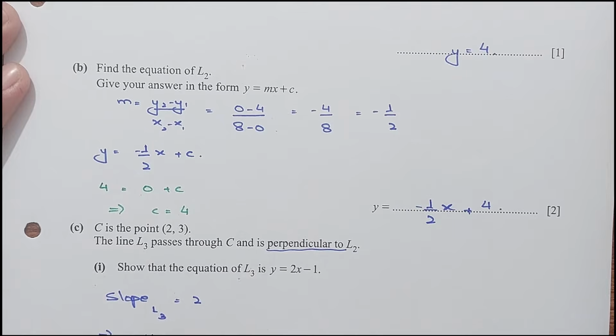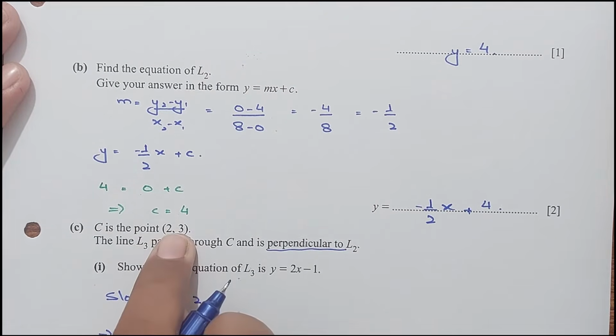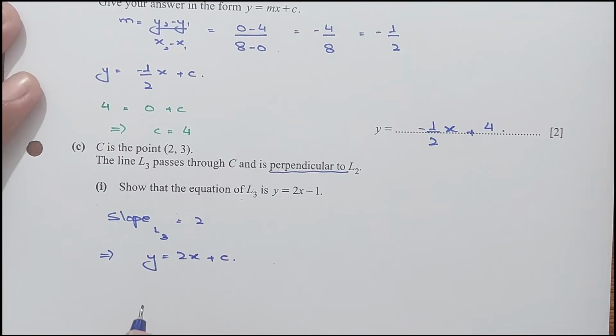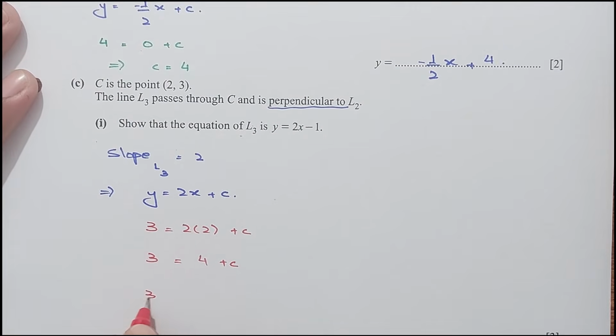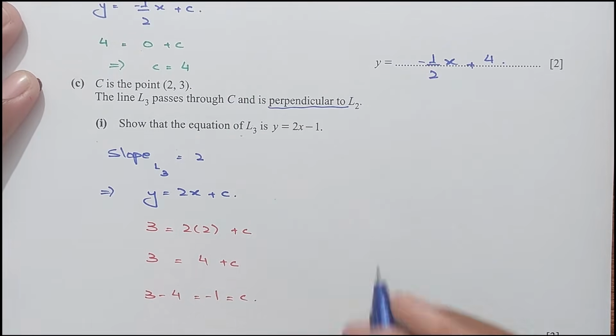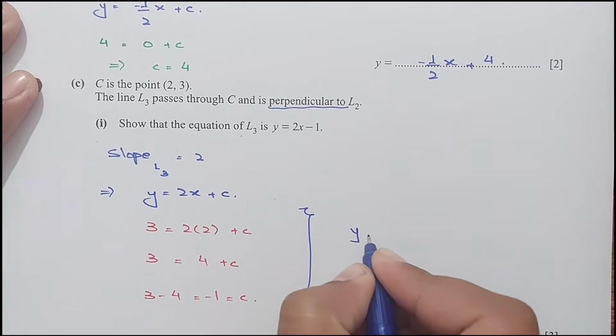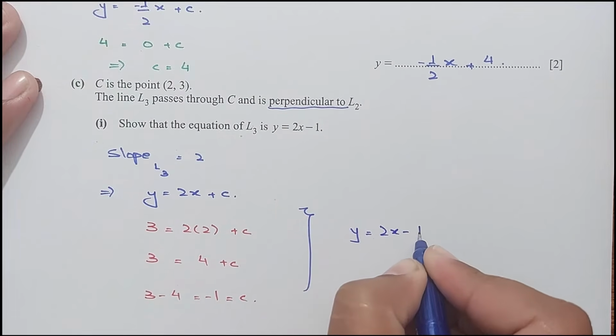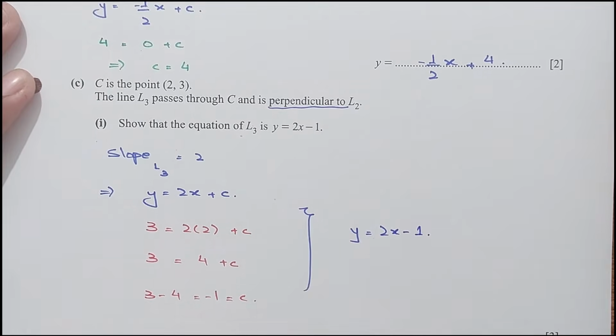So from here we can say y = 2x + c. To solve for the c value, we use the point because the line passes through C: x is 2 and y is 3. So 3 = 2 times 2 + c, 3 = 4 + c, and 3 minus 4 is negative 1. This is the c value. So y = 2x - 1, since c is negative 1. So it is proved that this is the equation of line L3.